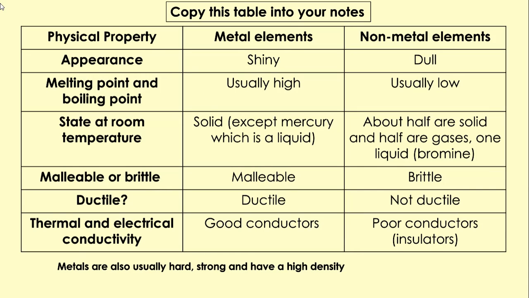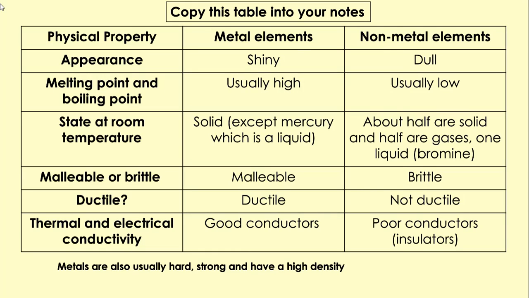So what we need to do next is copy this table into our notes. This table gives us the typical properties of metals compared to non-metals. Appearance-wise, metal elements are shiny, non-metal elements are dull. In terms of melting point, for metals, they're normally high, and for non-metals, they're normally low. And this links with the state at room temperature.